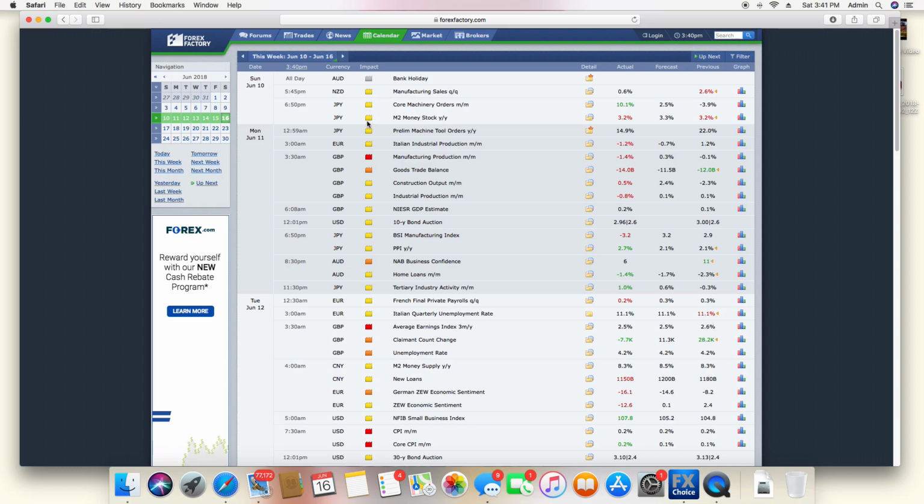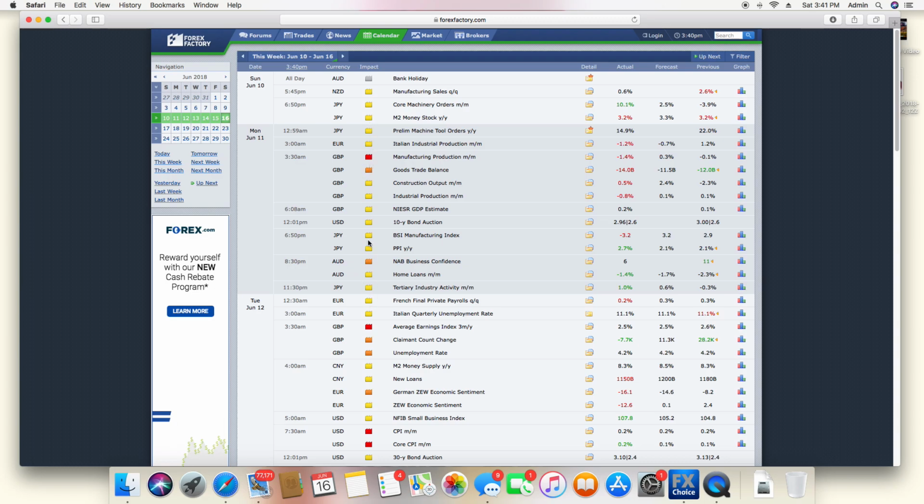Yellow means low impact news. So there is some type of news that's going to be announced or going to be calculated or looked at, but the idea is that more than likely the currency pair is not going to be majorly affected by that. Orange means moderately affected, so it may or may not respond positively or negatively based on the news. And then a red folder means high impact news. So it's almost guaranteed that whatever news that is, it is going to affect that currency pair.